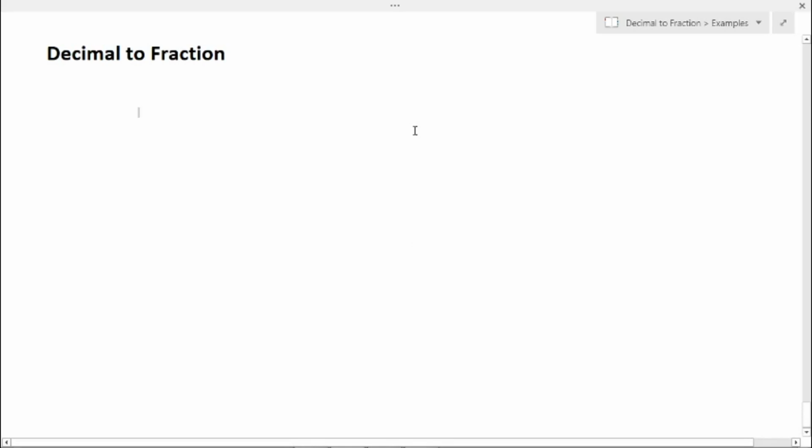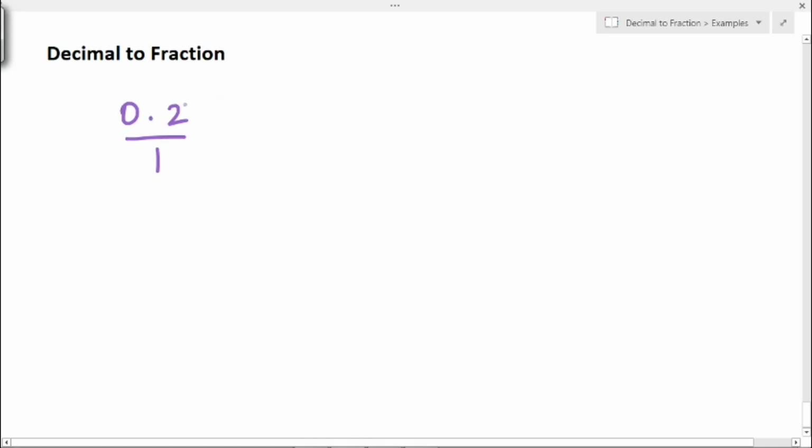In this video, we are going to learn how to convert a decimal into a fraction value. We'll solve some examples. First, we'll start with the easy one. Suppose we have 0.2. This 0.2, we can write as 0.2 divided by 1. Now we have to check what place the decimal ends at.